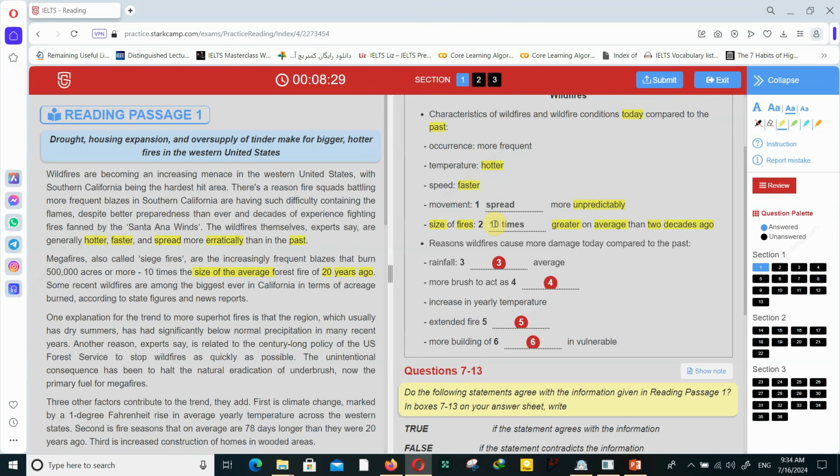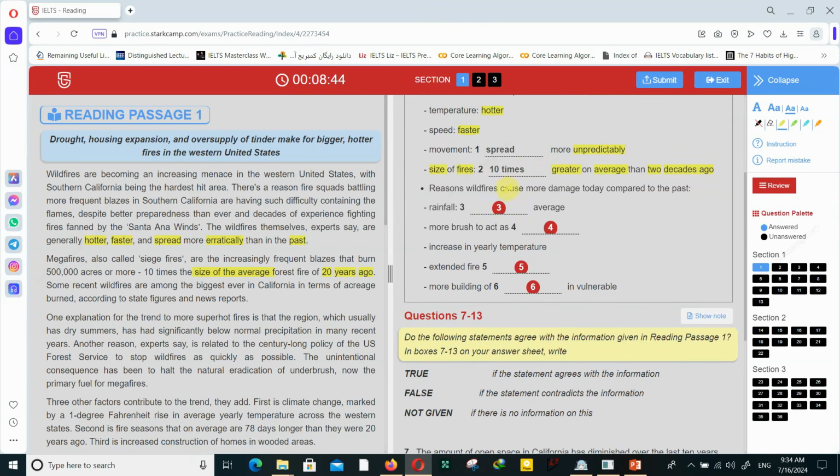And we can write a number and a word. So 10 times. If you write just 10, your answer is wrong actually. You have to write 10 times. Be careful about that. So moving on to the next question.